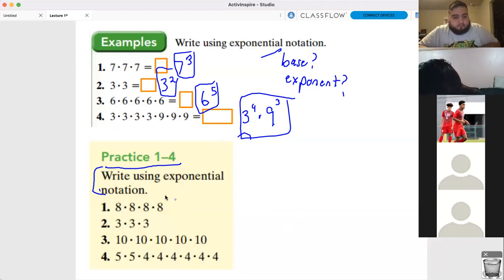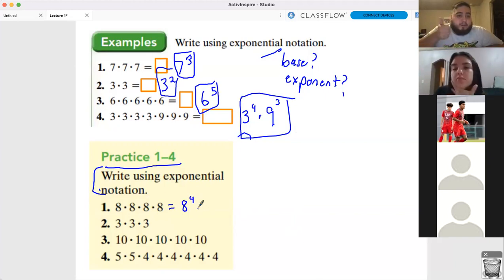I got 8 to the 4th power. Does anyone agree or disagree with Iris? Agree. If your camera's on, a thumbs up is cool for agree. Thumbs down can be a disagree. All right, that is correct. Good job, Iris. 8 to the 4th is correct.